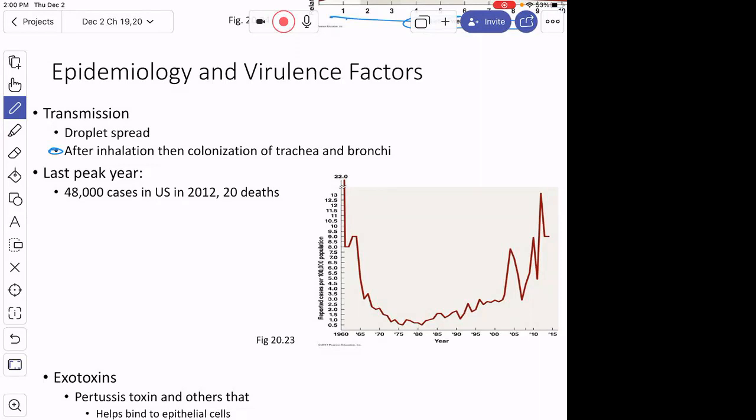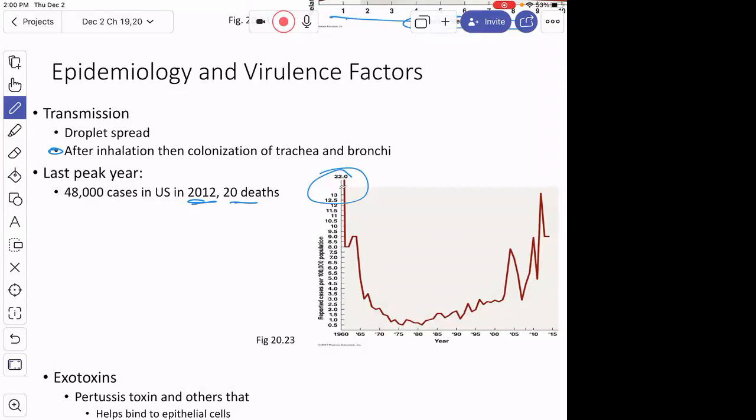Before the vaccine, and before we had antibiotics to treat it, in the 1940s, 200,000 children sick per year in the US, and about 9,000 of them died. So we've come a long way. In the US, in 2012, I couldn't find figures any sooner than that, 20 deaths. So thanks to the vaccine, thanks to antibiotics, we've come a long way.